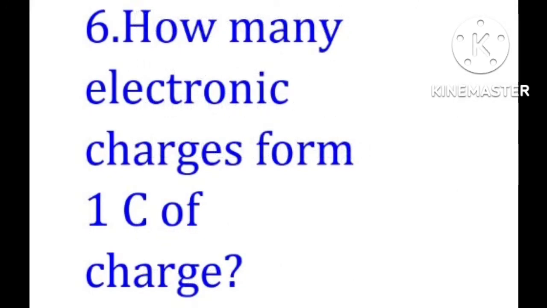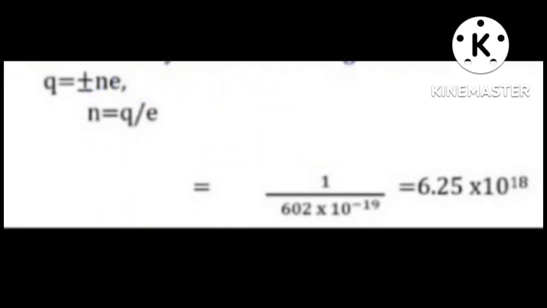The next question is, how many electronic charges form 1 coulomb of charge? Here we have to calculate the number of electronic charges to form 1 coulomb of charge. From the quantization of electric charge, we have Q is equal to plus or minus n e. Here Q is 1 and e is the charge of an electron, that is 6.02 into 10 raised to minus 19 coulomb. So we can calculate the value of n as n is equal to Q by e. Then we substitute the values of Q and e. Then we will get 1 by 6.02 into 10 raised to minus 19, so that will be equal to 6.25 into 10 raised to 18.